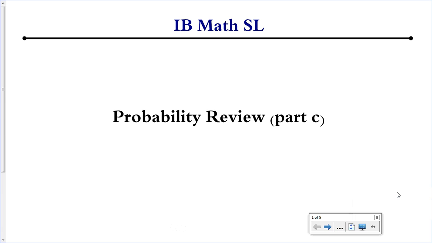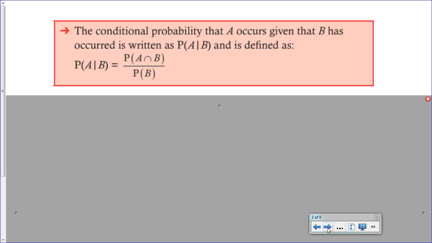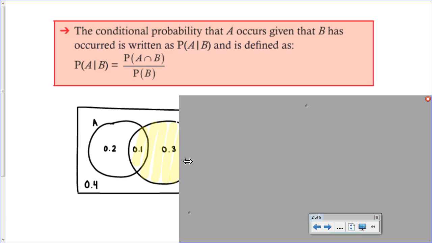So in this video, we are continuing our review of probability, starting with conditional probability, which is defined as the probability that A occurs given that B has occurred. It's written as probability A with a vertical line B. The formula for it is the probability of the intersection of A and B divided by the probability of just B. And so to represent this visually, we'll use a Venn diagram.